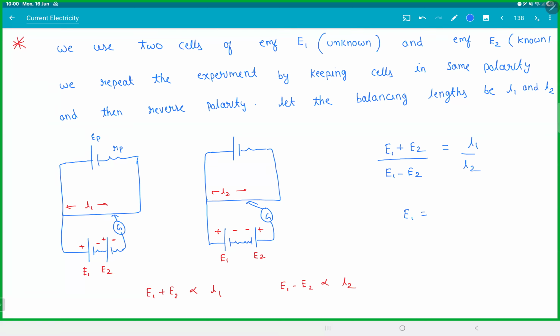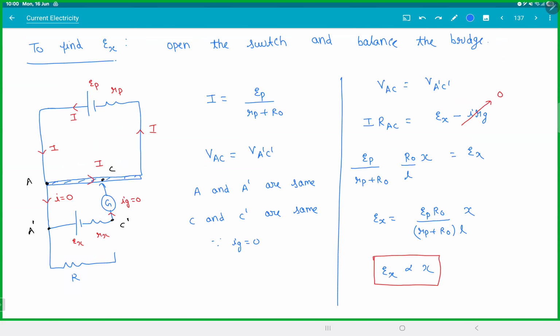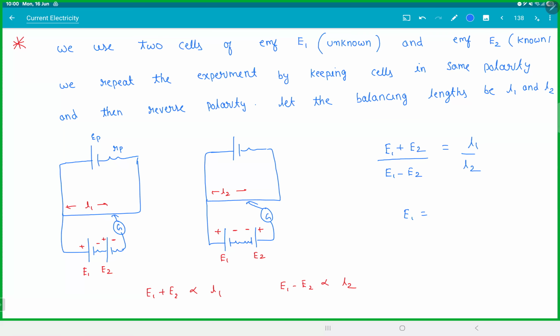So this was a question actually in the mains also. There are two cells of EMF E1 and the second is some 10 volt. When they're kept in the same polarity, the balancing length was 60 centimeters. When they're in opposite polarity balancing length was 20 centimeters. Find E1. That was a question directly. Those who understood, they could have solved it, or else you literally have to do the whole thing. But is this clear, everyone? This is how you can find EMF of an unknown battery.